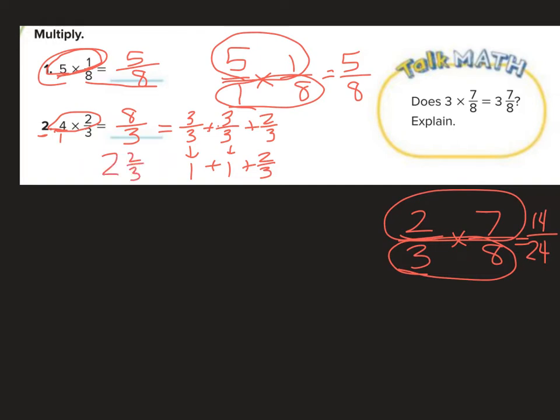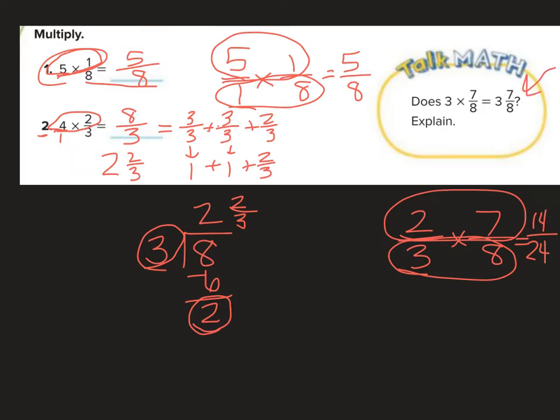Another way is I can do numerator divided by the denominator. 8 divided by 3 is 2, minus 6, I'm left with 2 left over. And this is my numerator and this is my denominator. 2 and 2/3. So I got a couple ways of thinking about it. So let's take a look here.